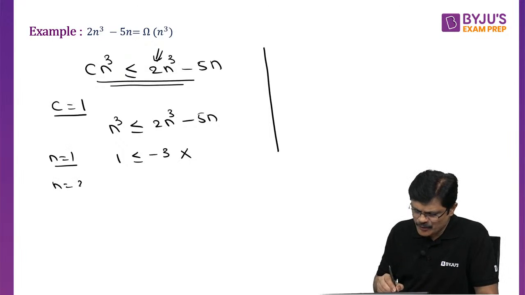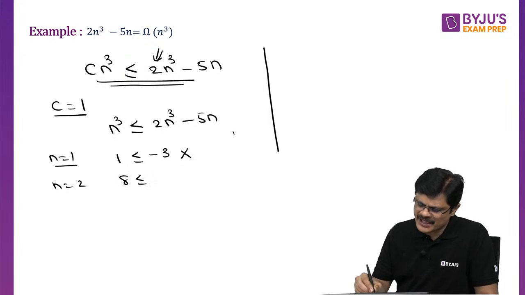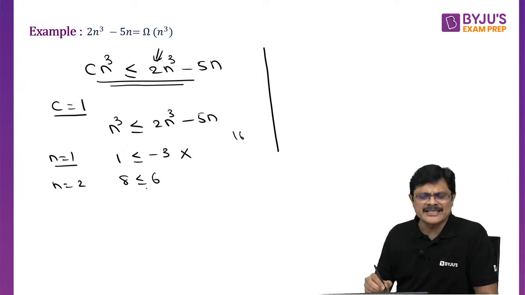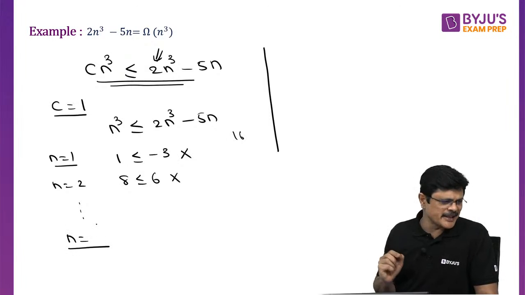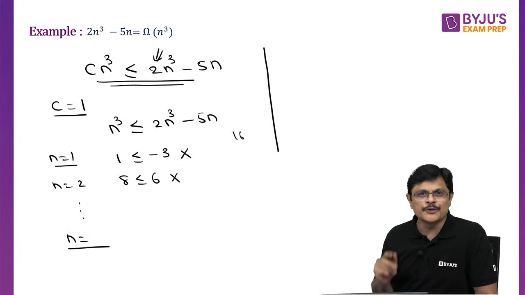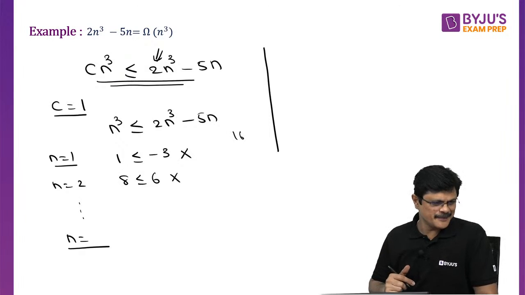Now put n is equal to 2. What happens? 2 cube, 8, less than or equal to 16 minus 10, 8 less than or equal to 6 is also wrong. Can you tell me what is the value of n using this method? I want you to tell what is the value of n. How long does it take?